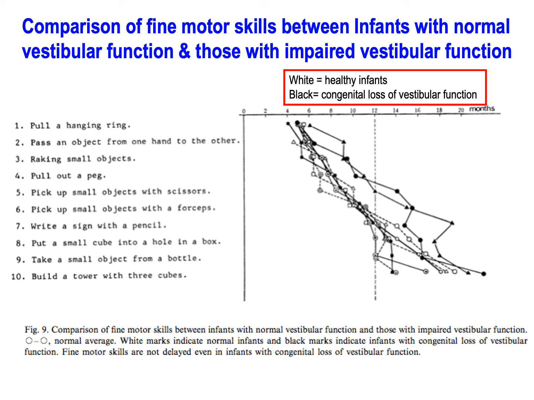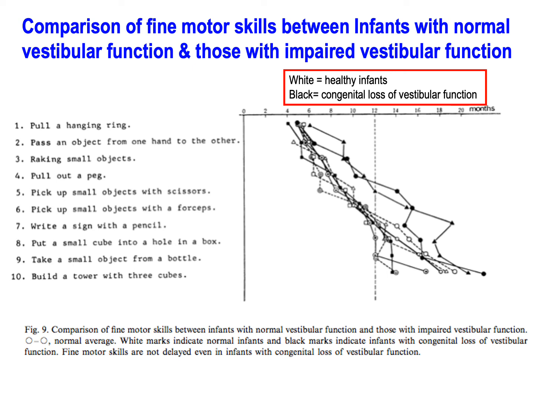The white or open circles are healthy, typically developing children, and the black dots indicate an individual child that has congenital loss of vestibular function. The white is also connected by the dotted line. What you'll see here is a series of 10 different, more fine motor tasks, such as pulling a hanging ring, passing an object from one hand to the other, all the way down to number 10, which is building a tower with 3 cubes.